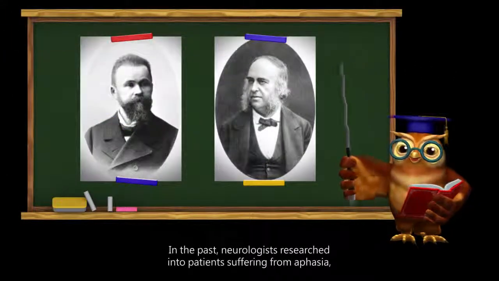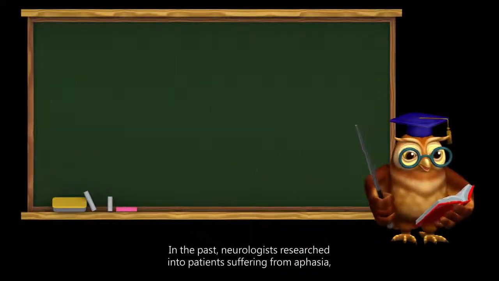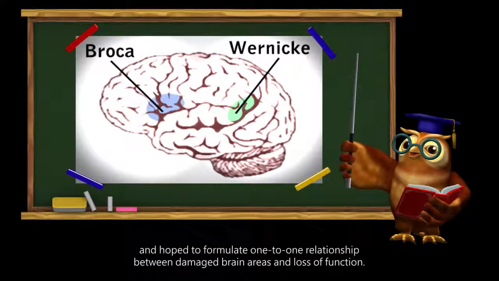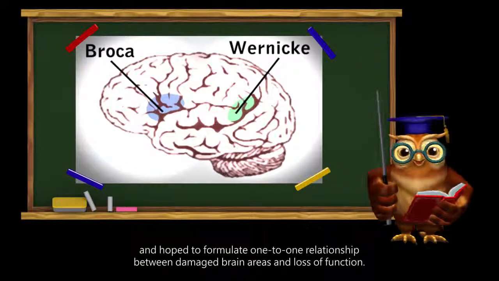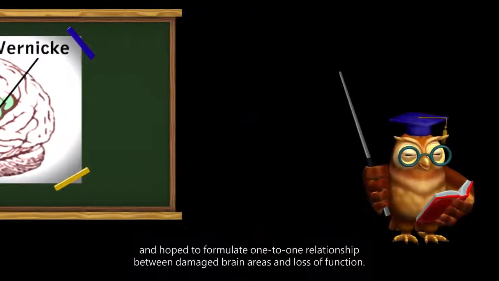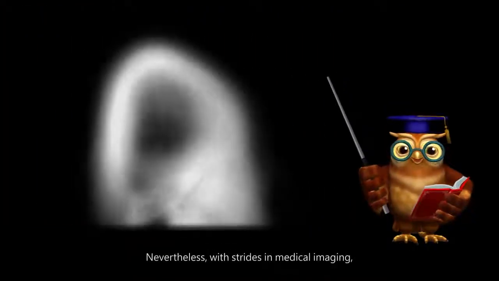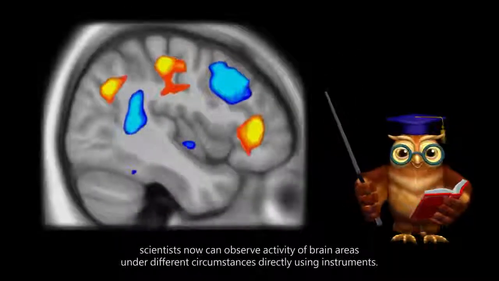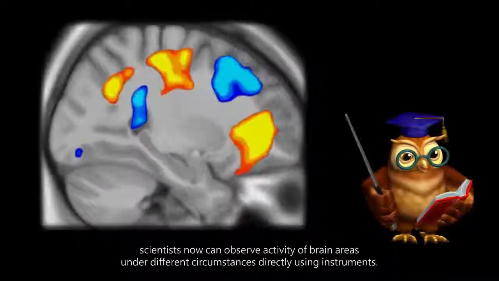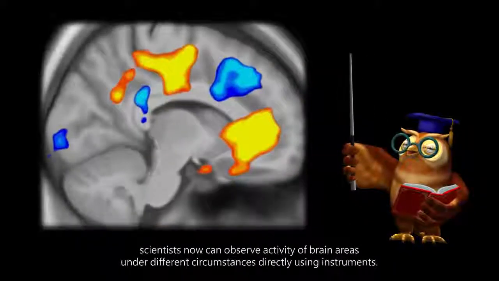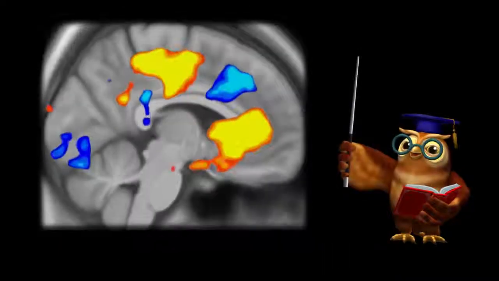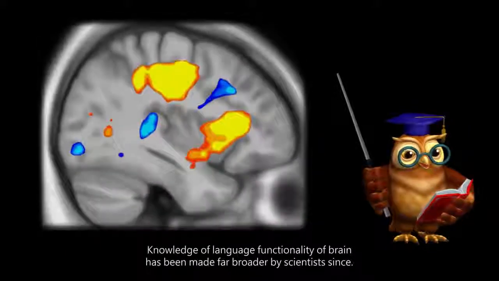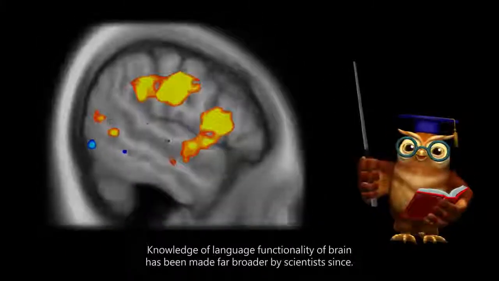In the past, neurologists researched into patients suffering from aphasia and hoped to formulate one-to-one relationships between damaged brain areas and loss of function. Nevertheless, with strides in medical imaging, scientists can now observe the activity of brain areas under different circumstances directly using instruments. Knowledge of language functionality of the brain has been made far broader by scientists since.